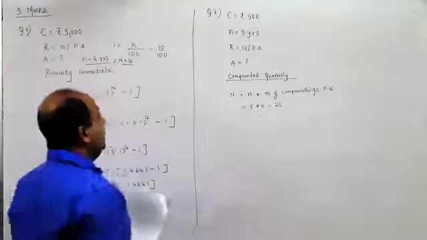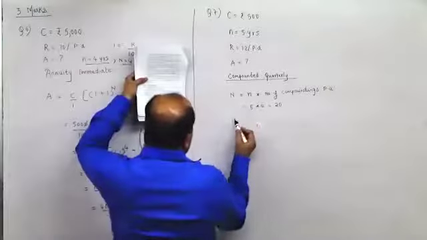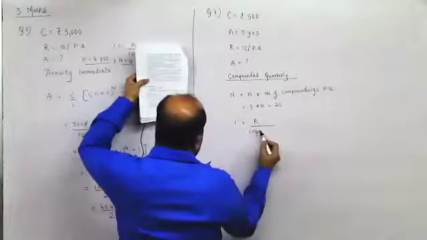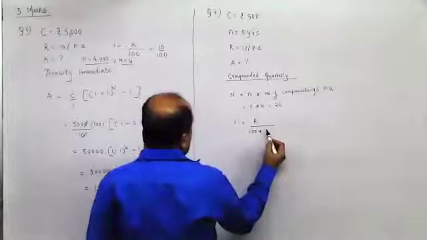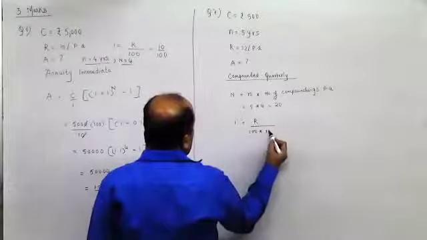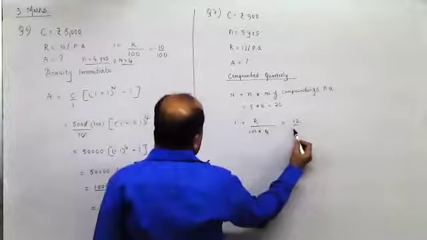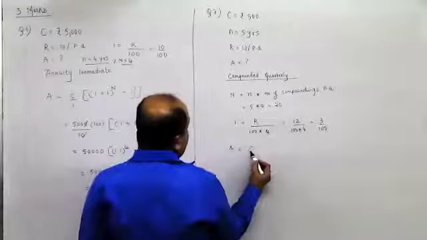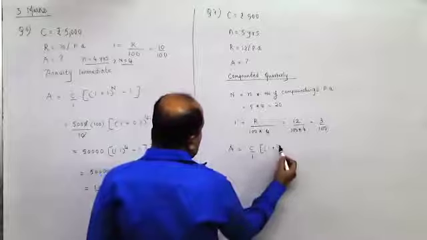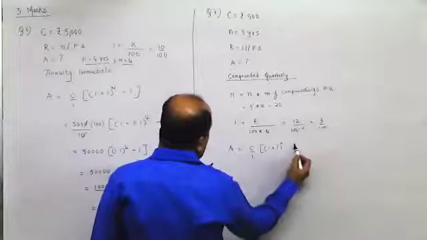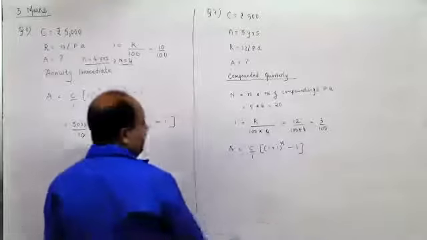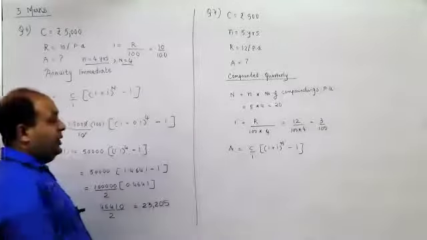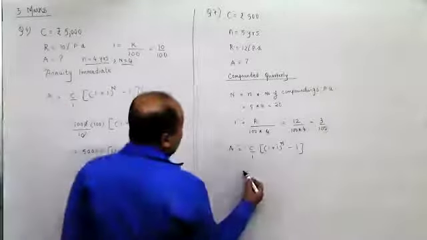N would be 20. Now here, I would be R upon 100 into number of compoundings per annum. The number of compoundings per annum is 4. This would be 12 upon 100 into 4, so it would be 3 upon 100. A would be equal to C upon I into (1 plus I) raised to n minus 1. This is the formula for annuity ordinary or annuity immediate. Both are the same.